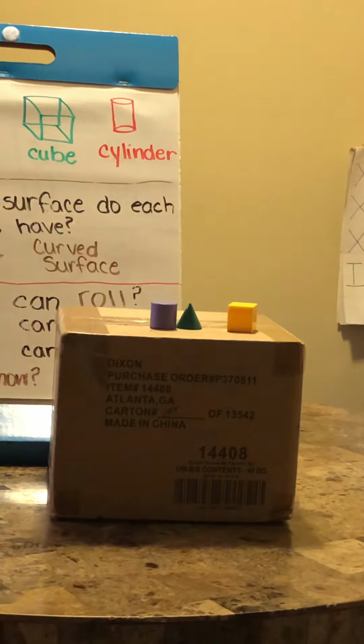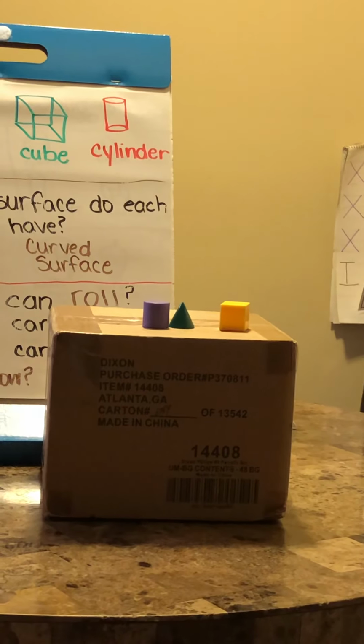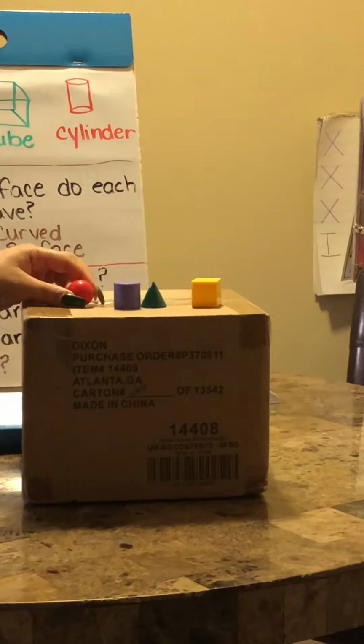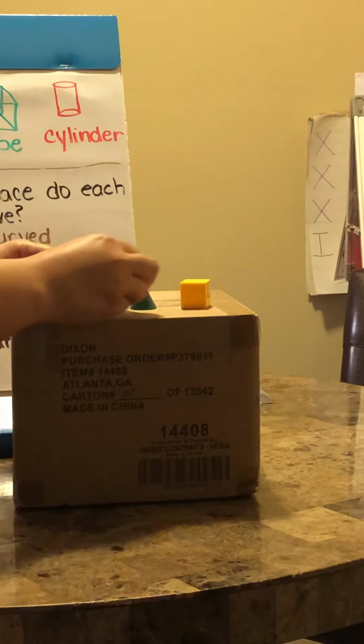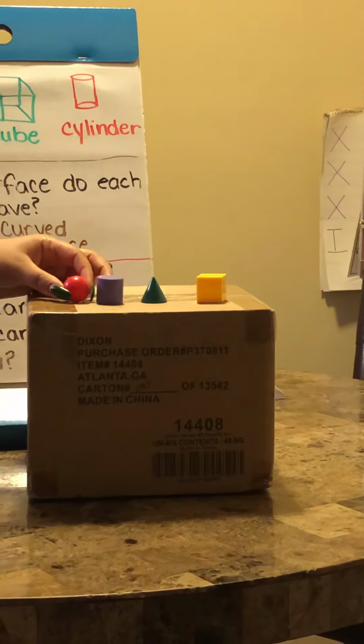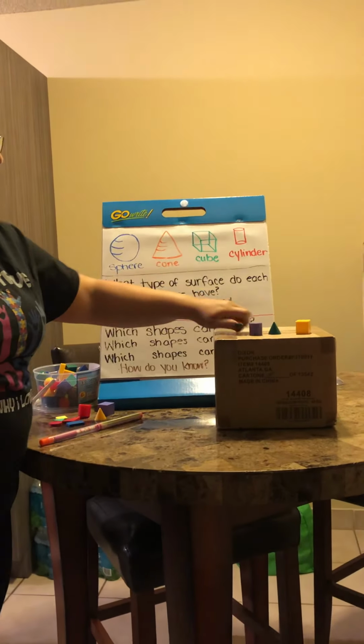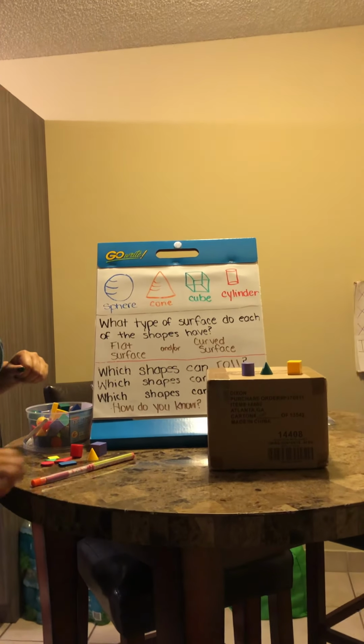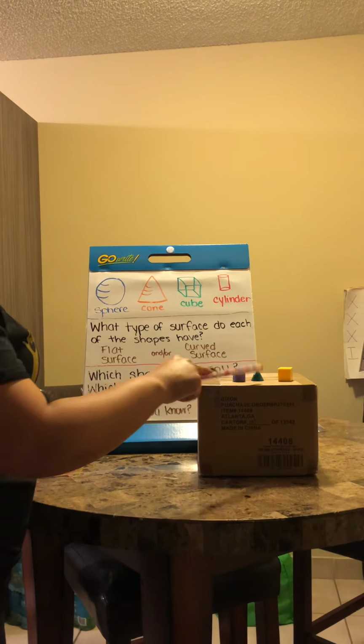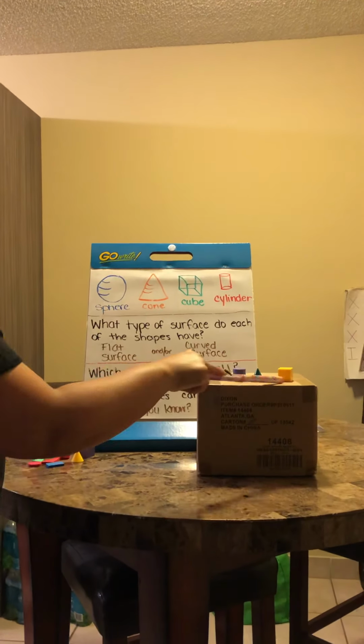So how do we know which shapes can roll and which shapes can stack? So the ones that can roll, what do you see about all the ones that can roll that they have the same? They all have a curved surface. And the ones that can slide, what do they all have? Good, they all have a flat surface.